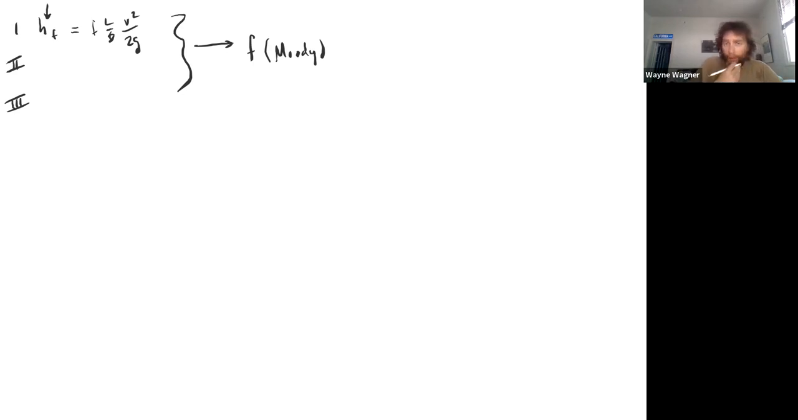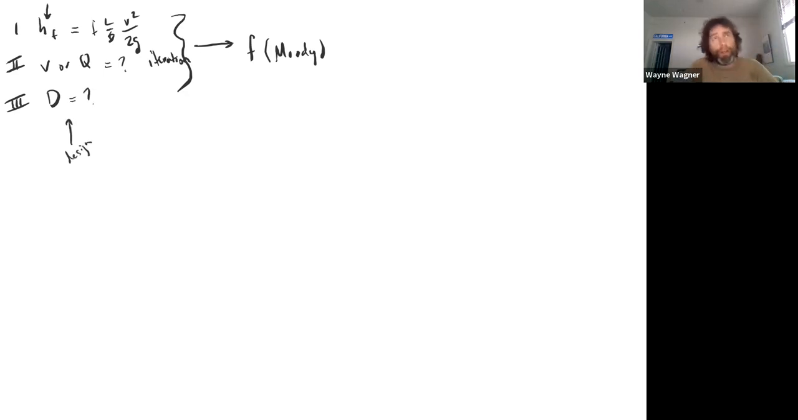Then there's a type 2 problem. In a type 2 problem, usually you're looking for V or Q. Now the problem with that one is this is going to require an iteration. And then the last one, type 3, is you're looking for the diameter. And it's usually very clearly the diameter. So this is like the design problem.